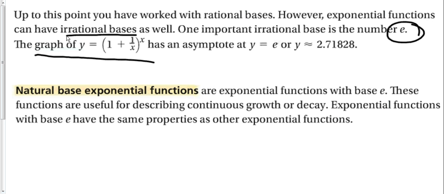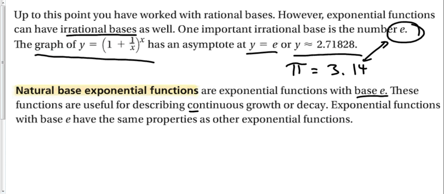The graph of y equals (1 plus 1 over x) to the x power has an asymptote at y equals e, or about 2.71828. Just like pi is about 3.14, right? Pi and e are similar numbers. We can use approximation for it and use it in our calculations. What kind of calculations are we going to do with this? Right, having to do with natural base exponential functions. Functions with base e are useful for describing something with continuous growth or decay.